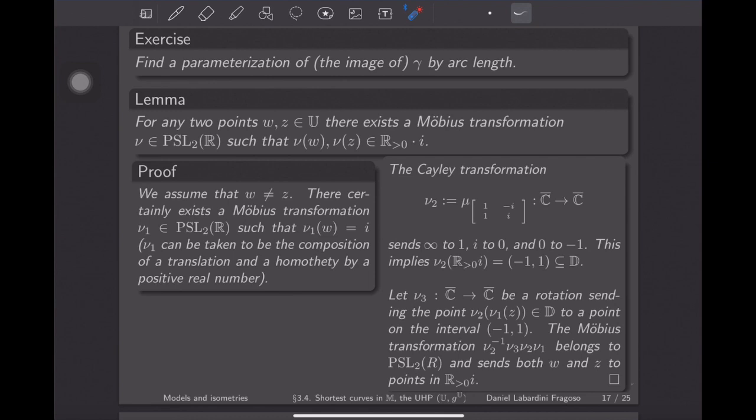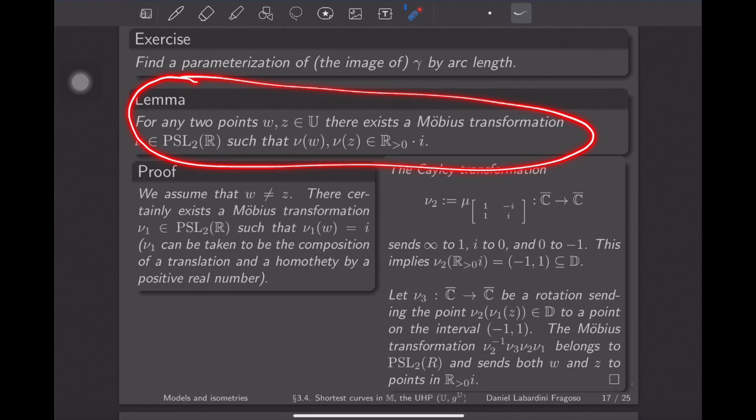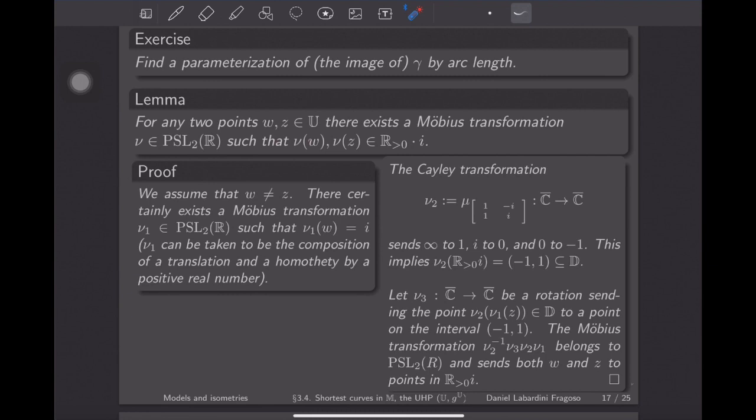And the key lemma is this one. If you give me two distinct points, it is possible to put them in standard form. It is possible to send them through a Mobius transformation to the positive part of the imaginary axis. And this is the lemma that is going to allow us to then pull back to the points W and Z. Well, this and of course the conformality of nu and the fact that nu sends circles to circles and so on. But okay, so let's prove this lemma. We suppose that they are different because if they are equal, the lemma is obvious.